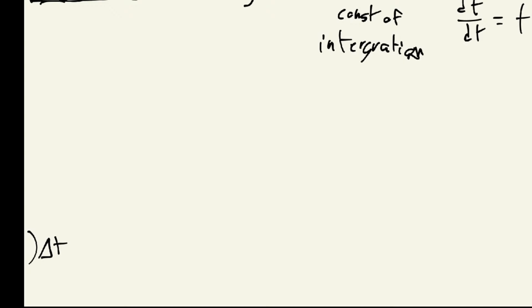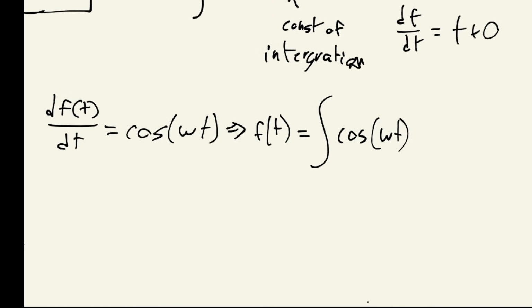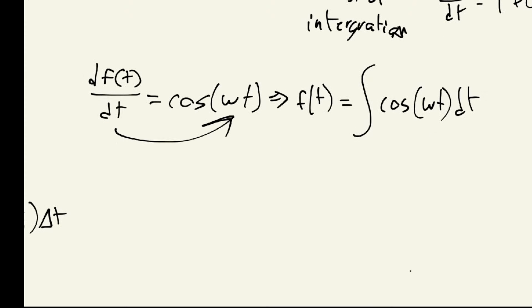What if I told you, more examples, that the derivative of f of t with respect to time equals cosine of omega t? Again, you should realize we're trying to find a function such that the derivative is cosine omega t. The derivative of f of t is cosine omega t. Well, what would that be? Well, f of t is going to be the integral of cosine omega t dt. And you can almost think of it as bringing the delta t to the other side. So we have df of t equals cosine omega t times dt.